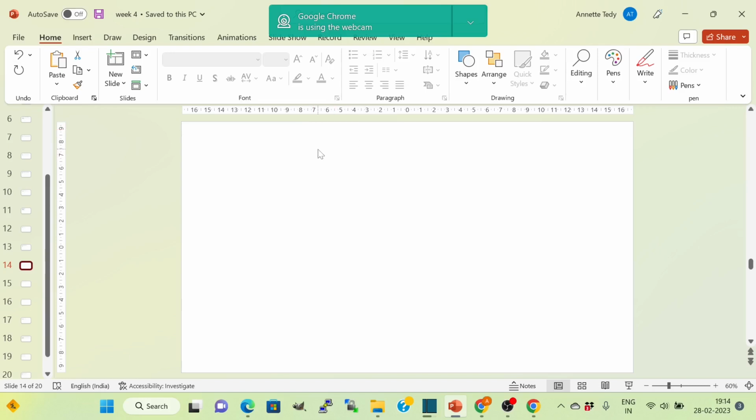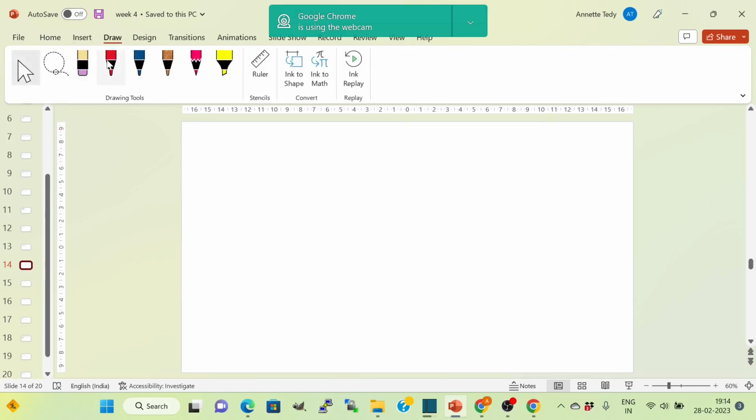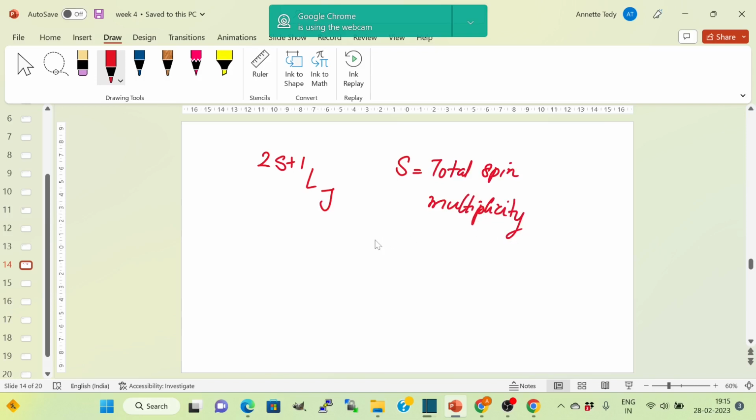So basically, the term symbol notation is 2S+1 L_J, where this S is the total spin multiplicity, and it is normally calculated as n into half, where n is the number of unpaired electrons.